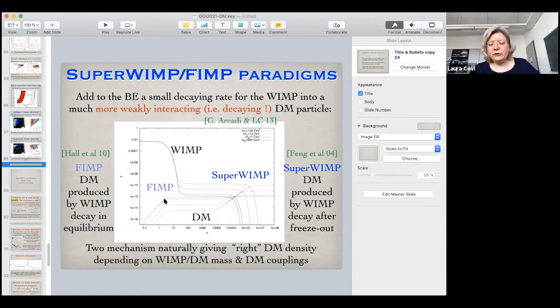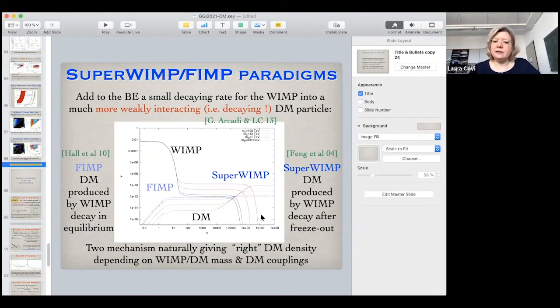In this type of model, you have not only this production, but often you also have production coming from the mother particle, which decouples like a WIMP. You would then produce another component of dark matter from the final decay of this particle. This is usually called the super WIMP mechanism. And these two mechanisms, again, can give you the right density of the dark matter.